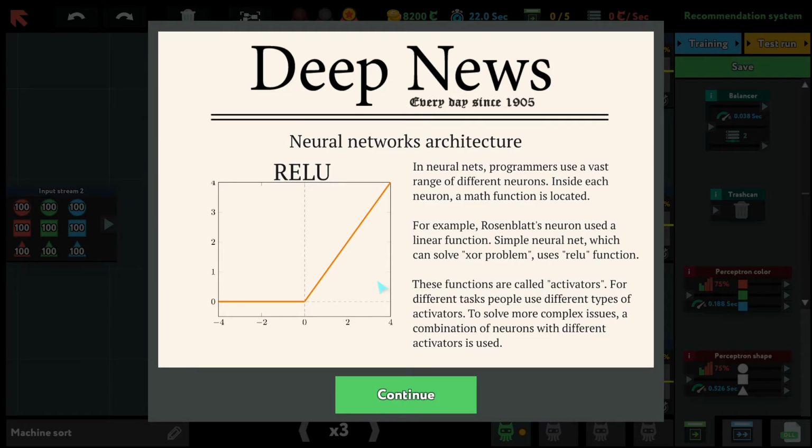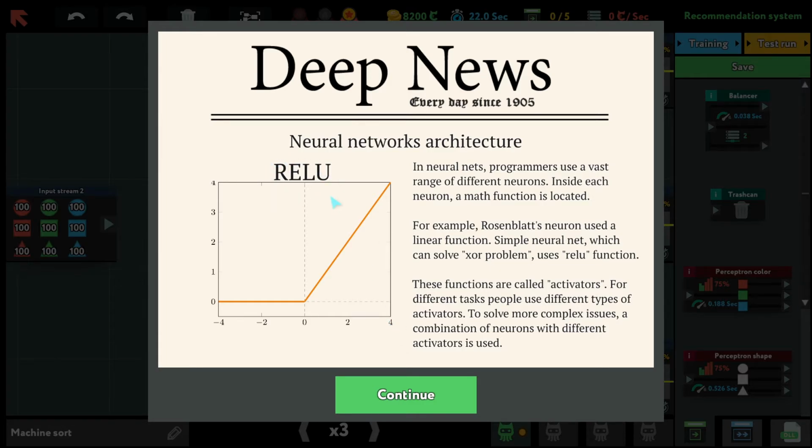Simple neural net, which can solve XOR problem, uses the ReLU function, which is 0 when it's negative and a linear function when it's positive. These functions are called activators. For different tasks, people use different types of activators. To solve more complex issues, a combination of neurons with different activators is used.